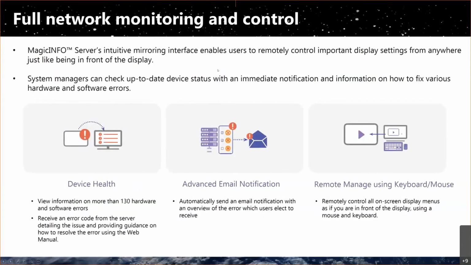Full network monitoring. MagicINFO does provide you an option of looking into errors and warnings on the display. It provides you more than 130 hardware and software errors, and all those notifications you can view on your MagicINFO dashboard. It also provides an option of connecting via SMTP to an email server that can send you notifications via email. It also provides, if you want to remotely log in to a display and manage it and provide user input through keyboard and mouse, that option is also available in MagicINFO.